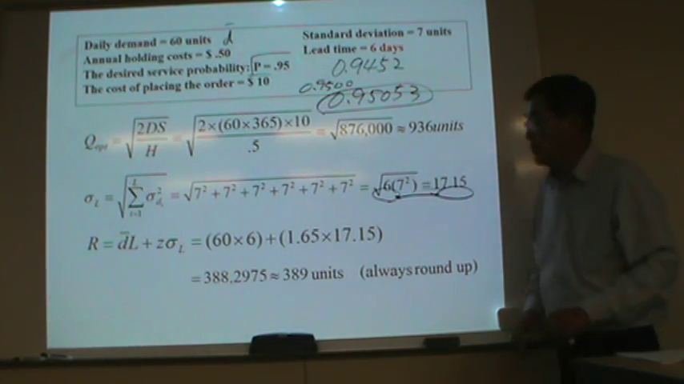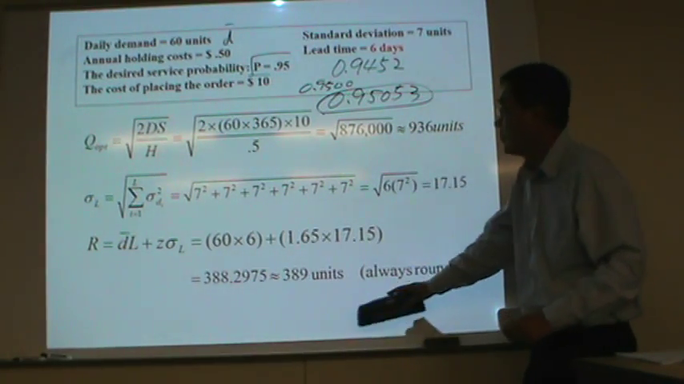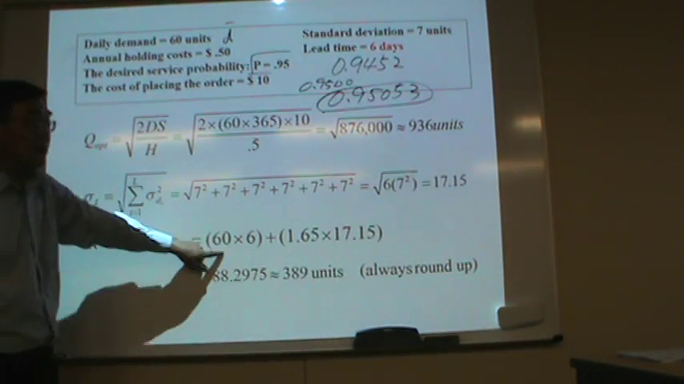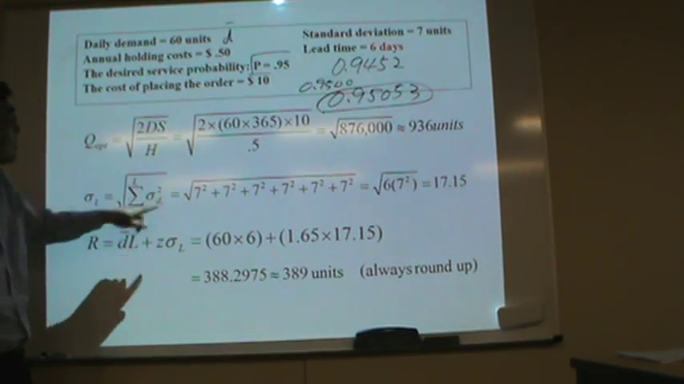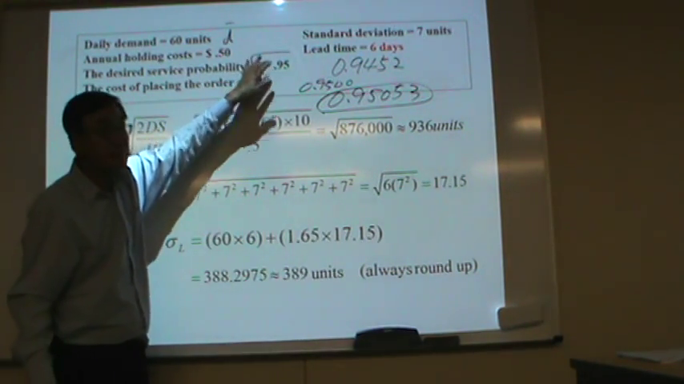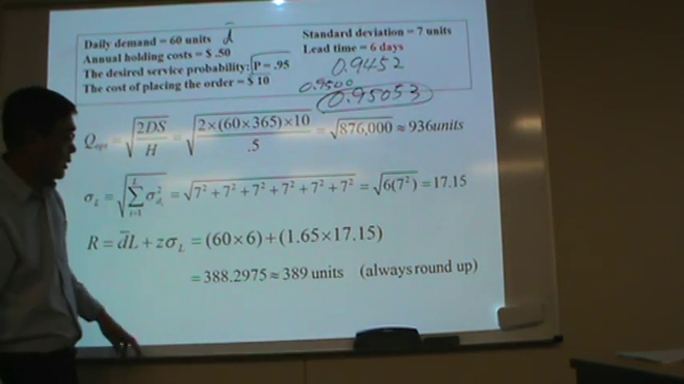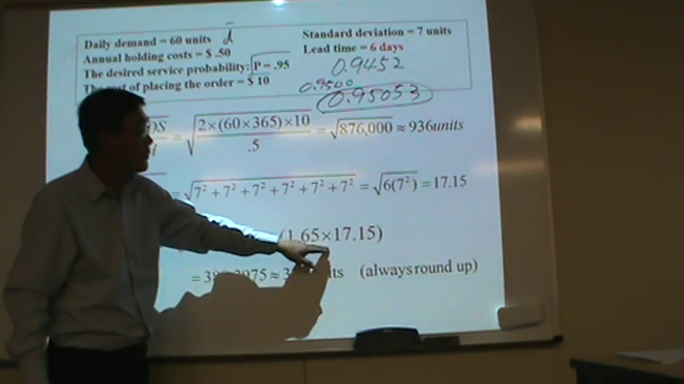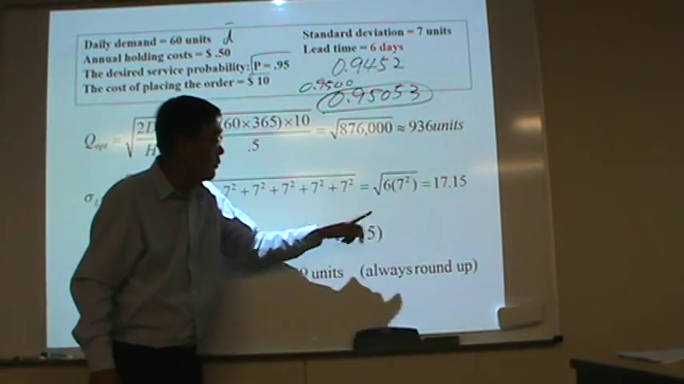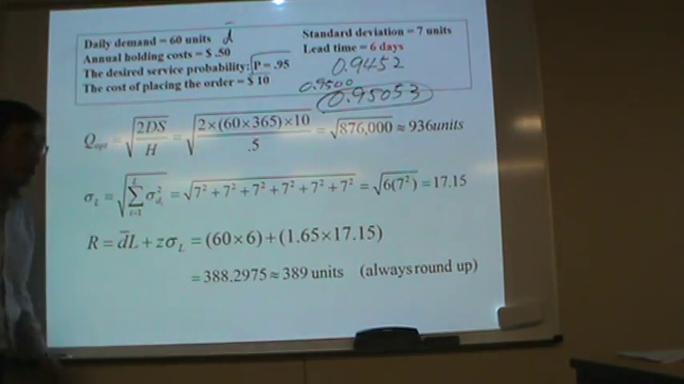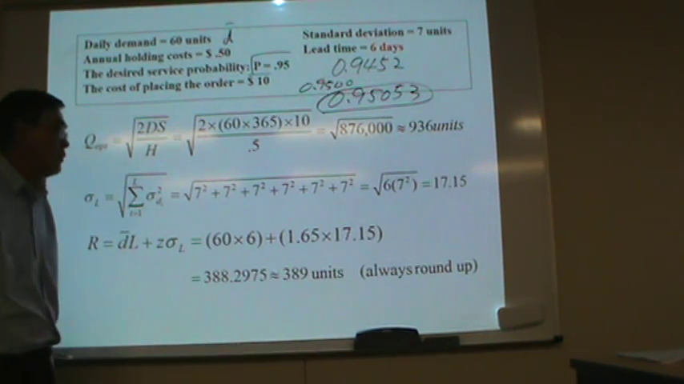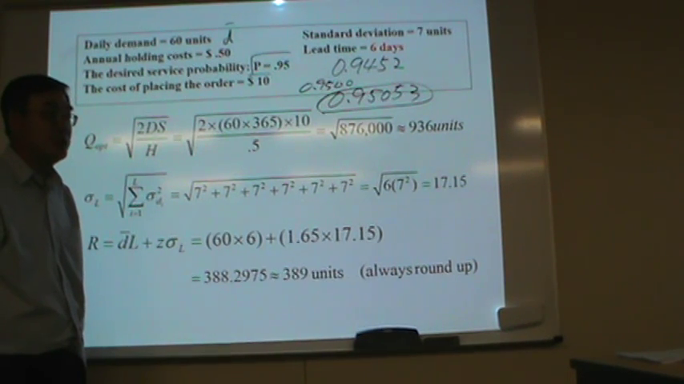So plug in 1.65. Daily demand is given as 60 times lead time 6, plus the z-score for 95% serviceability, 1.65, times the standard deviation during lead time, 17.15. Then the reorder point with the safety stock model is 388.2975. Round off to 389 units.